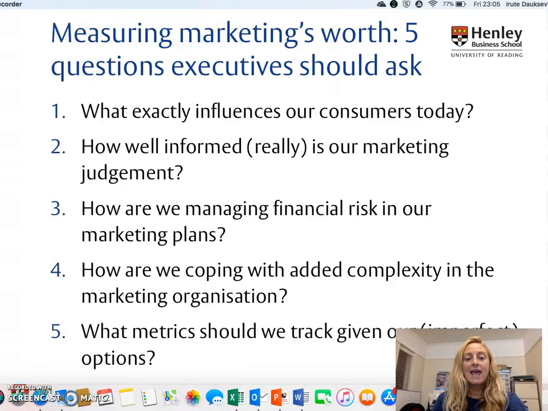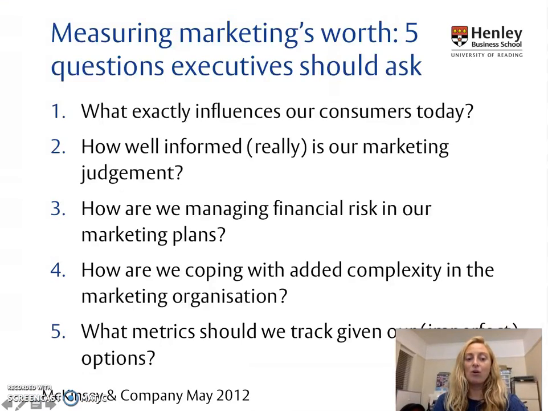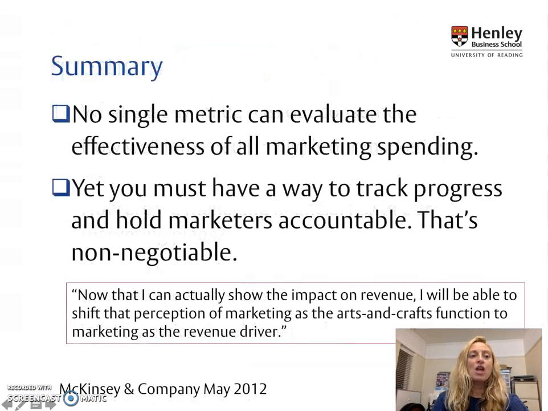Number 4 is how are we coping with added complexity in the marketing organization? Marketers historically had only a handful of communication vehicles. Now they have dozens of them. This proliferation led to the rise of specialists, not only in media channels such as social media, but even in individual vehicles such as just Facebook. So McKinsey found three things that are always true.